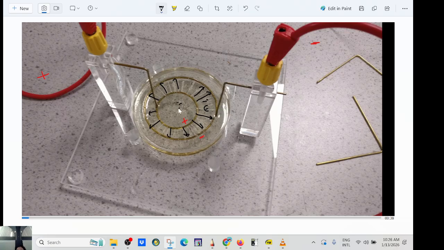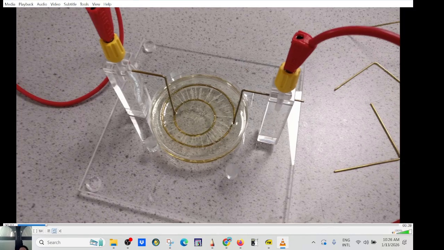Interestingly, do you see any pattern here inside? Nothing. That means there is no electric field inside. This is called a Faraday cage. If you are inside a conductor, there is no electric field inside. Okay? We'll talk about that, but it's just an introduction. So let's see.